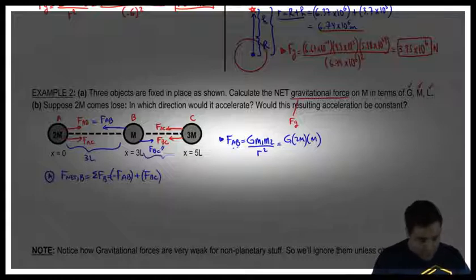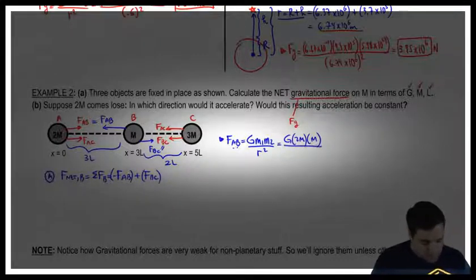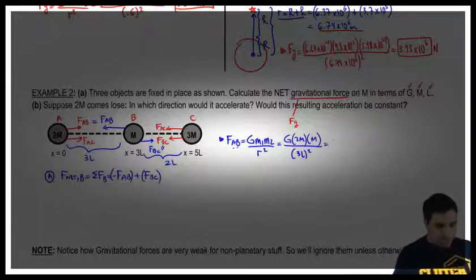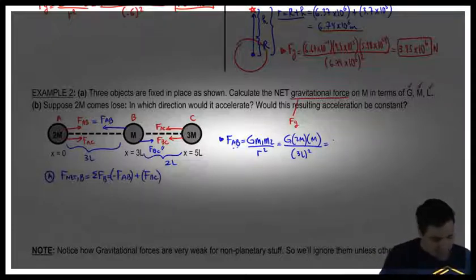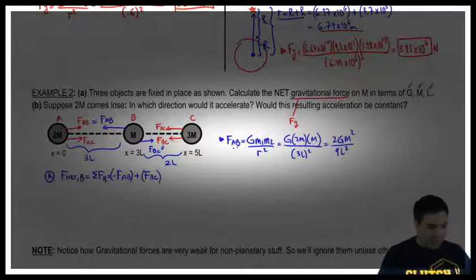The gap between these two over here is 2L, because it's from 3 to 5. And obviously the gap between A and C, we don't need that, but the gap between A and C is 5L. Okay? So this gap here between A and B is 3L, and that's squared. Okay? So when I do this, I get 2G, mass times mass is mass squared. This is squared, so I have a 9L squared.